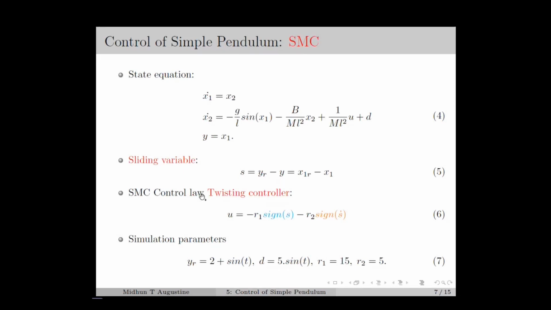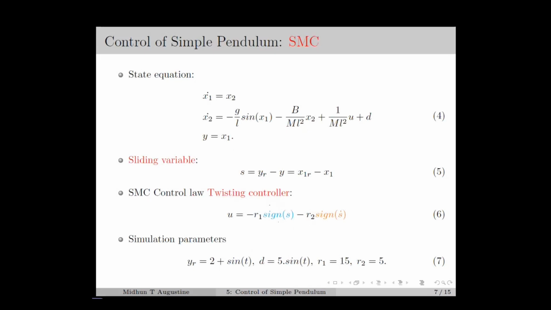Then we define the sliding mode control law using the twisting controller, for which the control law is as in equation number 6, where U is equal to minus R1 times signum of S minus R2 times signum of S dot. So here R1 and R2 are the switching gains. For more details on SMC and twisting controller, the lecture series on SMC can be referred, for which the link is given in the description.